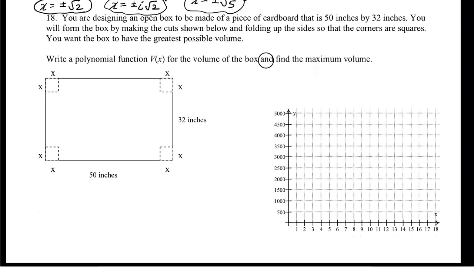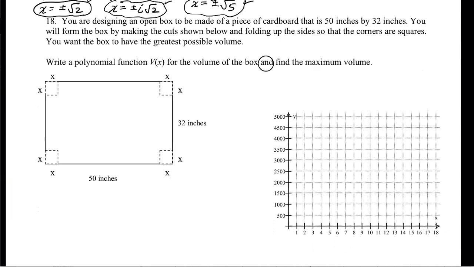All right, let's look at our last question, number 18. Number 18, you're designing an open box to be made of a piece of cardboard that is 50 inches by 32 inches. You will form the box by making the cuts shown below and folding up the sides so that the corners are squares. You want the box to have the greatest possible volume. So first thing, volume of a box. The volume of a box would be the length times the width times the height of the box. So that's good to know. Write a polynomial function V of x for the volume of the box and find the maximum volume.